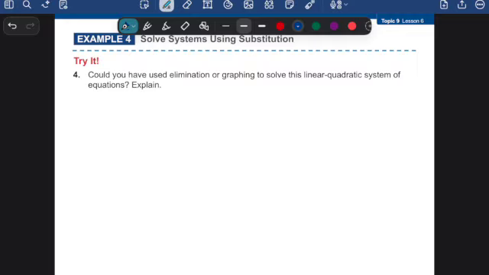Try it number 4. Could you have used elimination or graphing? Yes, we could have. We could have used either method to solve. You can use any of those, graphing, elimination, or substitution. Just choose the one that is most efficient. So, for example, if you have an equation written in standard form and then another written in linear equation form, I would probably use substitution because then I could just take my linear equation and substitute that in and set the two equal to each other. But sometimes it might be difficult to factor that way. You could also use graphing if you have a graphing calculator, to find the points of intersection.